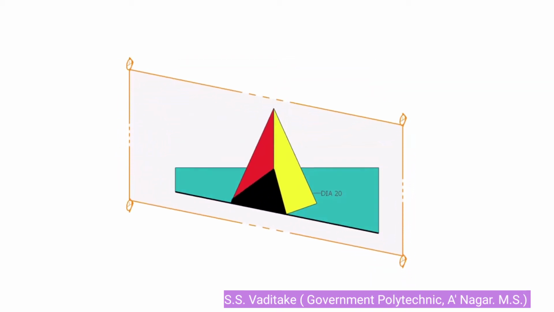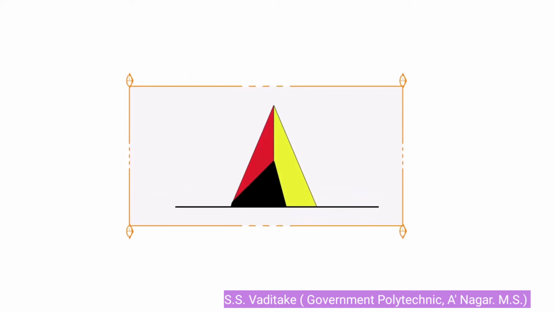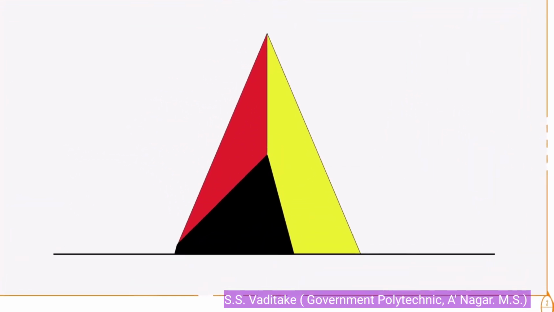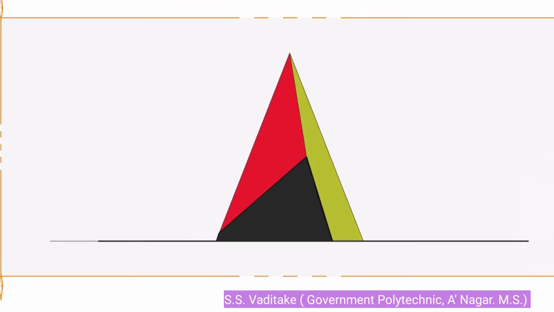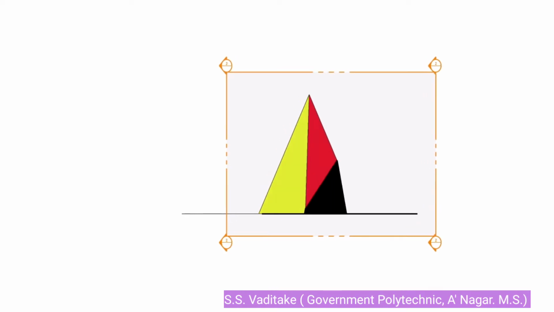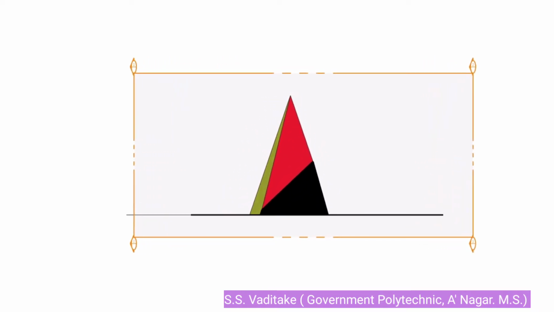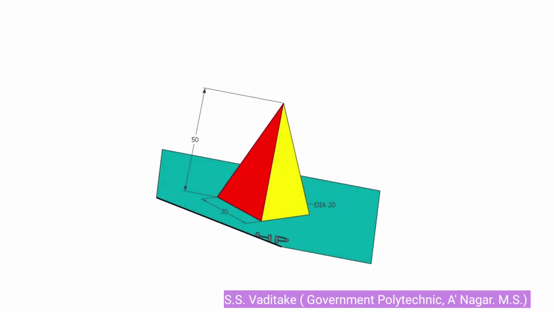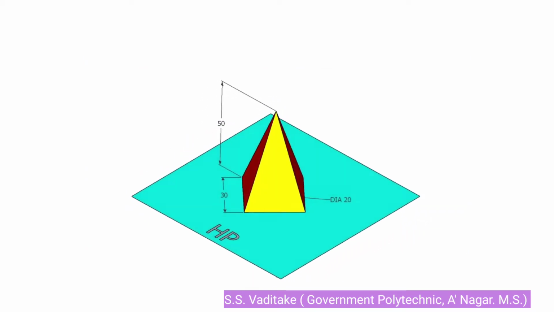Locate the cutting points in top view and then project all these points for front view and draw this sectional front view, and then draw its true shape by looking in a direction perpendicular to the section plane.